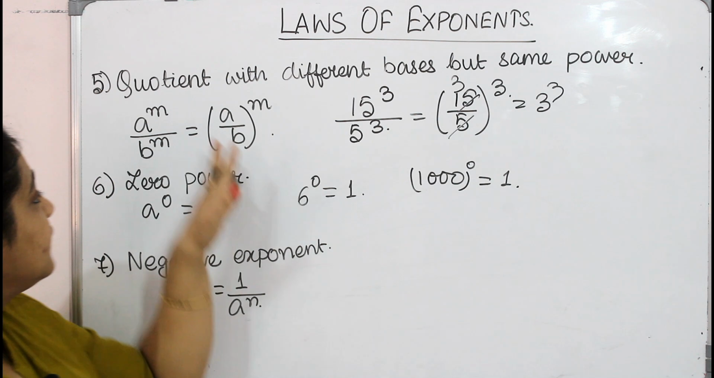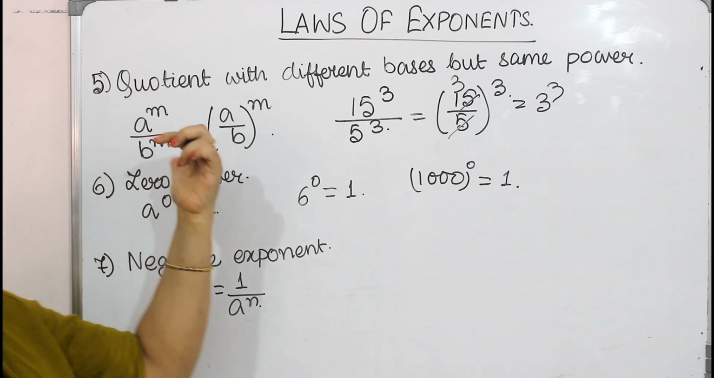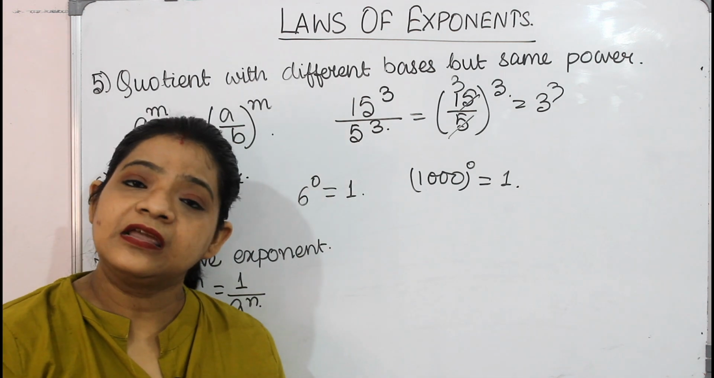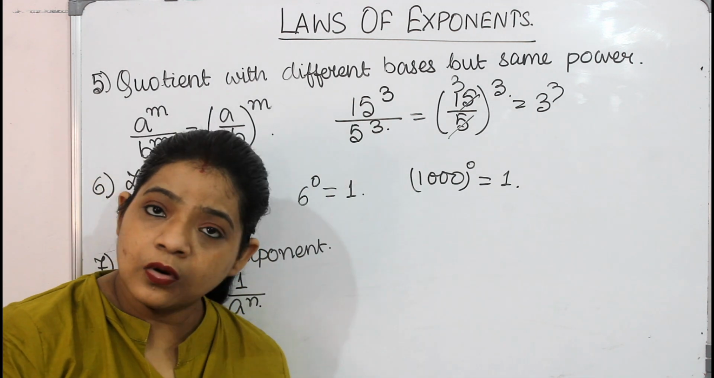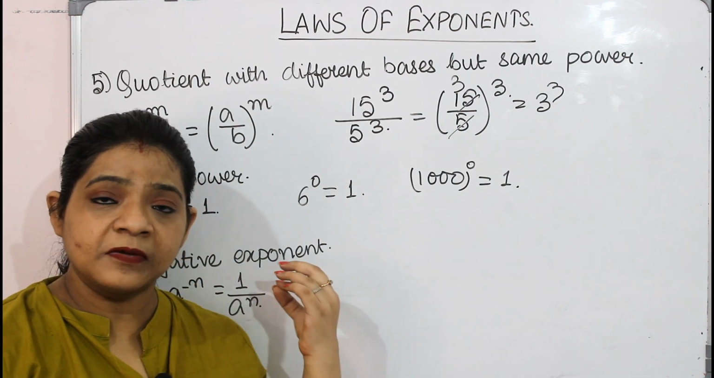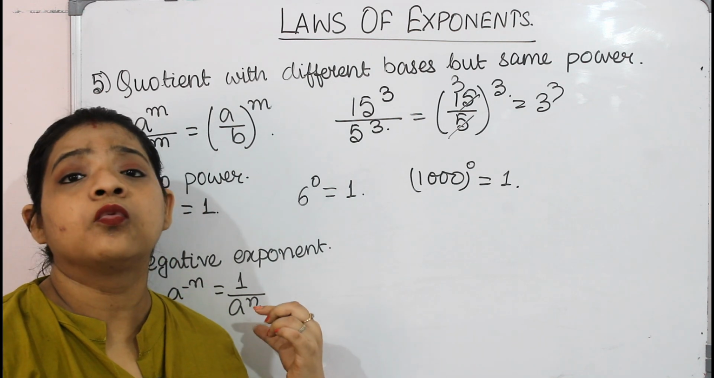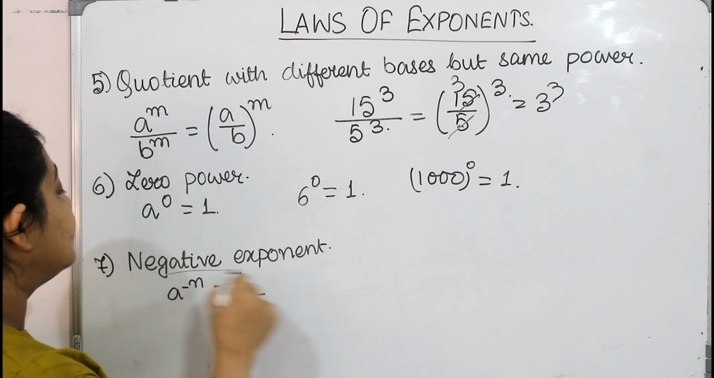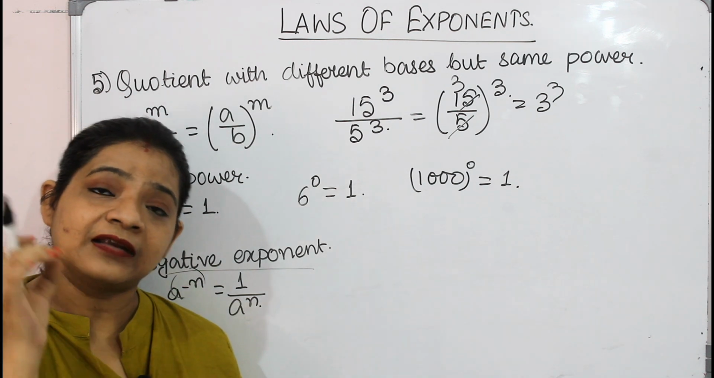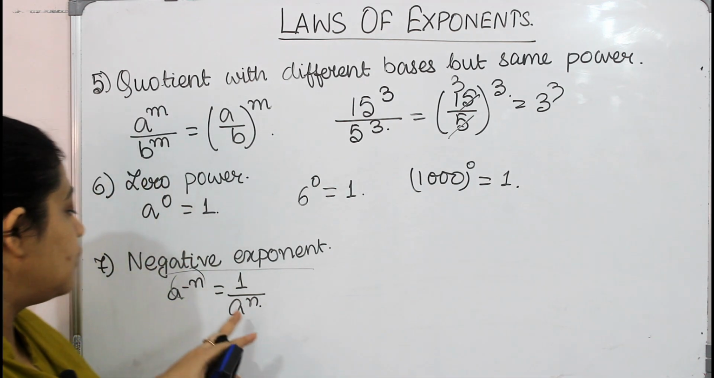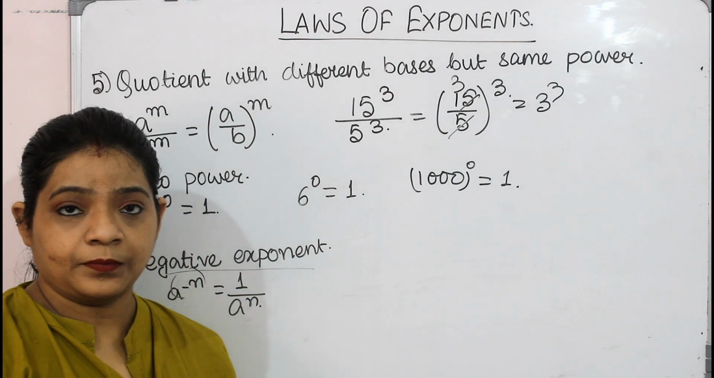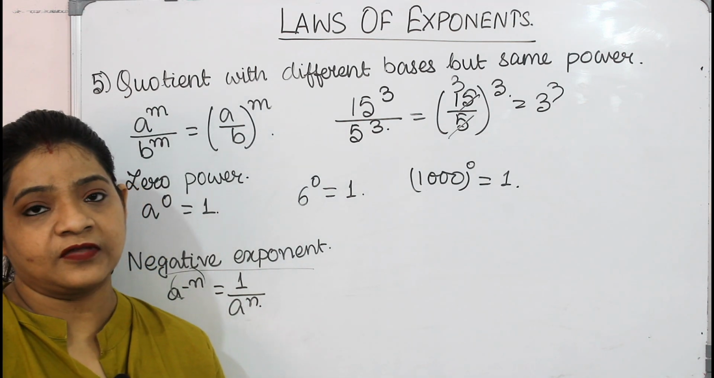Negative exponent means, till now, since no sign was there, like a to the power of m, b to the power of m, all these are taken as positive exponents. But since here a negative sign is accompanied before the exponent, we are calling it a negative exponent. So if any number has a negative exponent, it will be simply equal to 1 by a to the power of n. Just the reciprocal of the number.